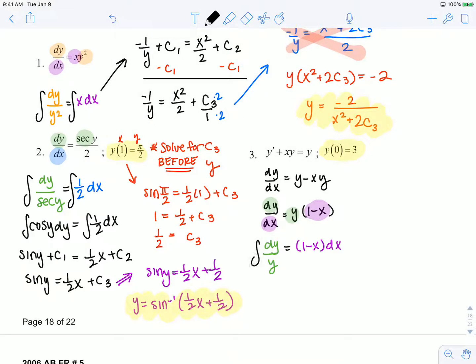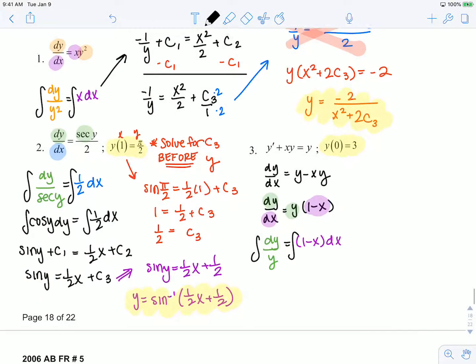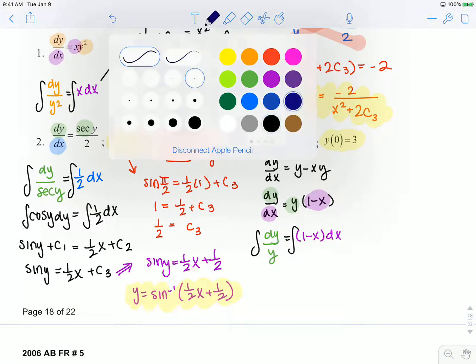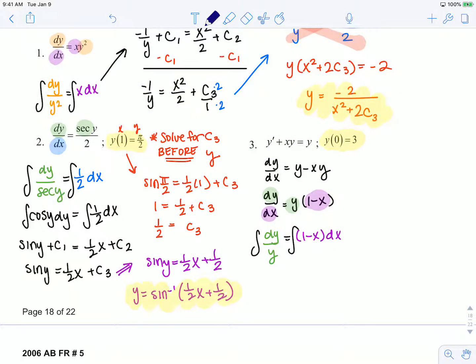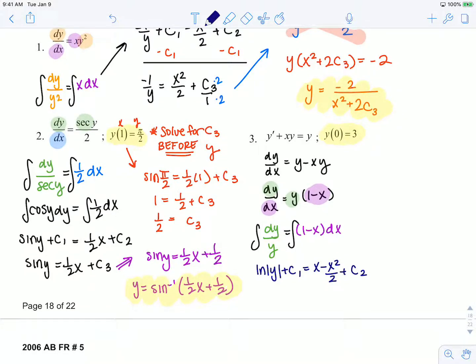Now that we've separated variables, we take antiderivatives. The antiderivative of dy over y is ln absolute value of y plus c1. That equals the antiderivative of the right side, x minus x squared over 2 plus c2. Now we will consolidate our constants of antidifferentiation. Ln absolute value of y is x minus x squared over 2 plus c3.